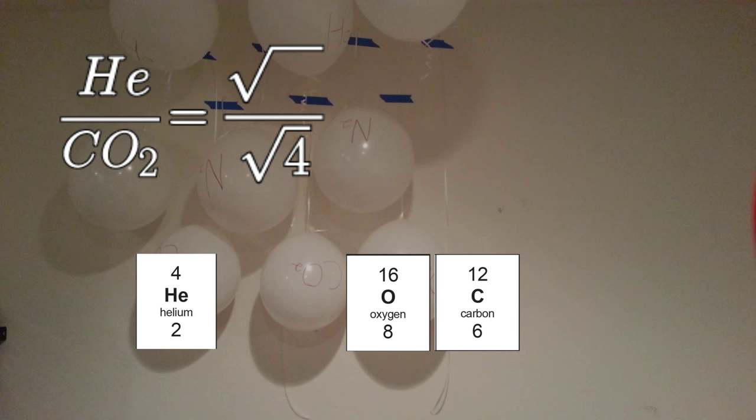This time, the molecule has 2 oxygens, each at 16, and 1 carbon with an atomic weight of 12, which gives us 16 plus 16 plus 12, which equals 44 grams per mole of gas. Plugging this into Graham's law, the carbon dioxide should escape 3.3 times slower than the helium.